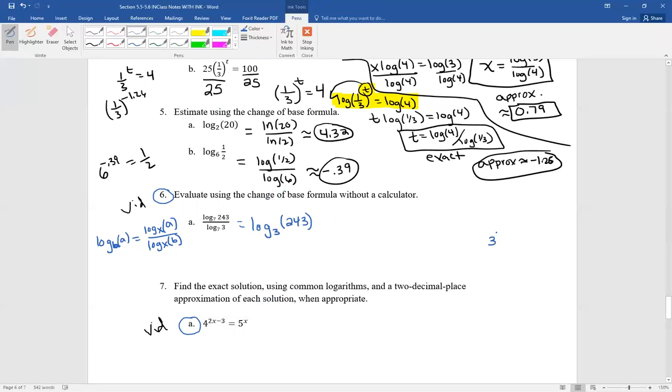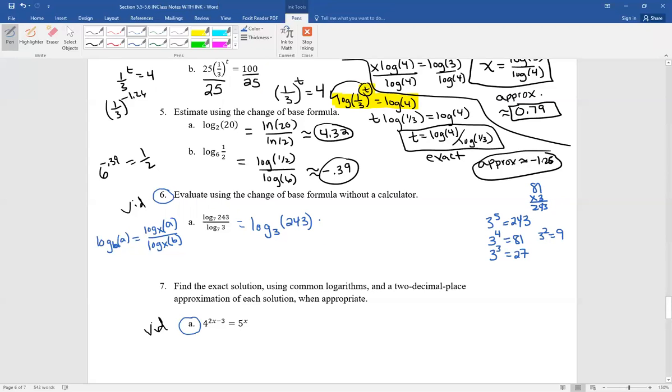So if you know 3 to the 4th power is 81, and 3 to the 3rd power is 27, and just to show you, 3 squared is 9. Trying to find the right power: 3 to the 5th would be 81 times 3, because we're trying to do this without a calculator, and that's the one we needed. So that's 243.